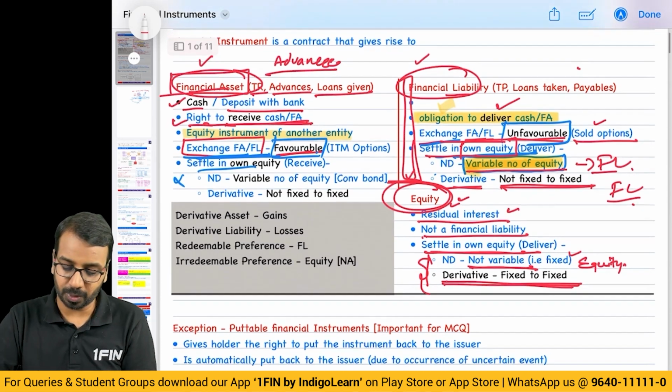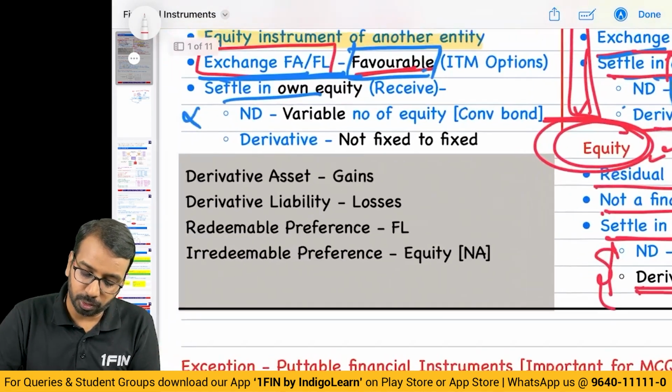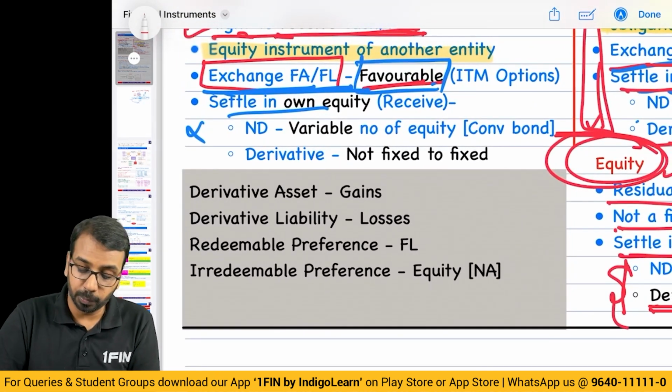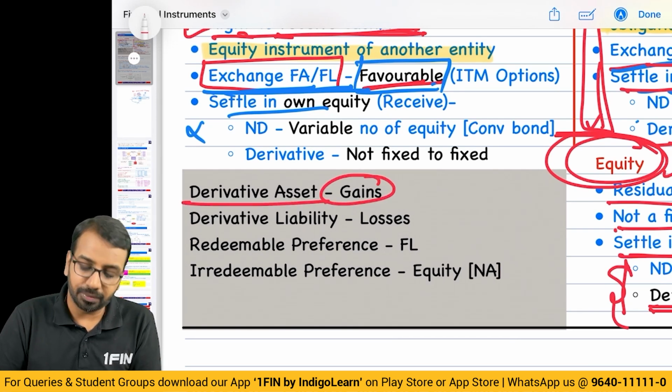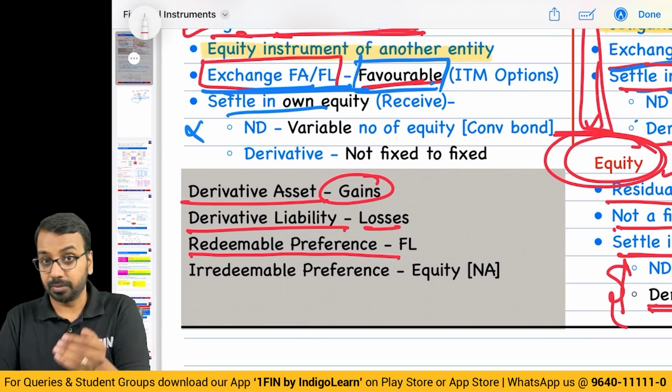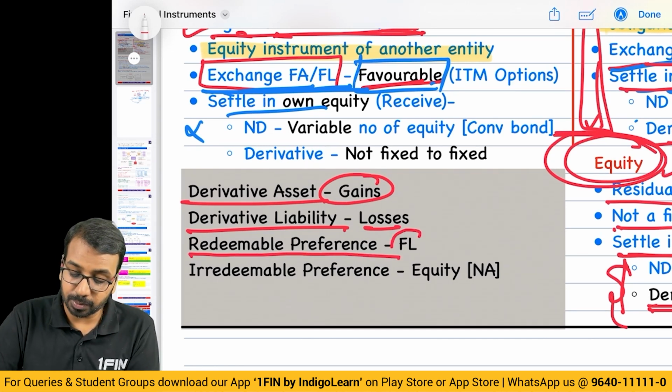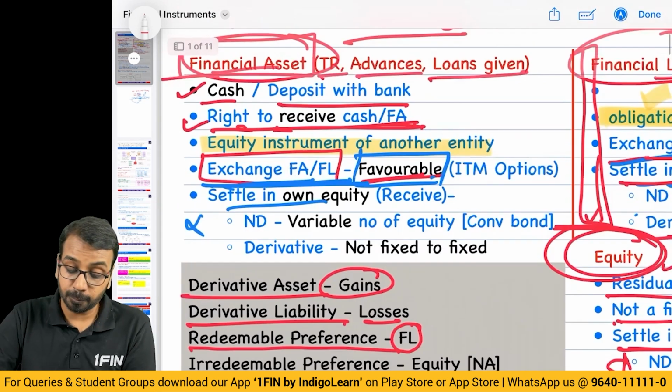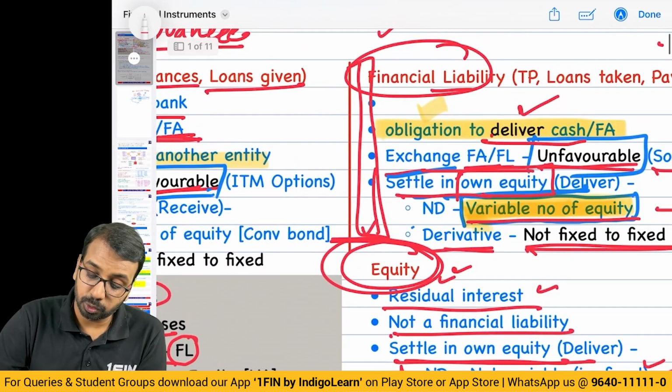That is the first part. Then a quick important note from an MCQ point of view. If there are gains, it is a derivative asset. If there are losses, it's a derivative liability. Then when we have redeemable preference shares, we will discuss this subsequently as well, it becomes a financial liability because there is an obligation to deliver cash.